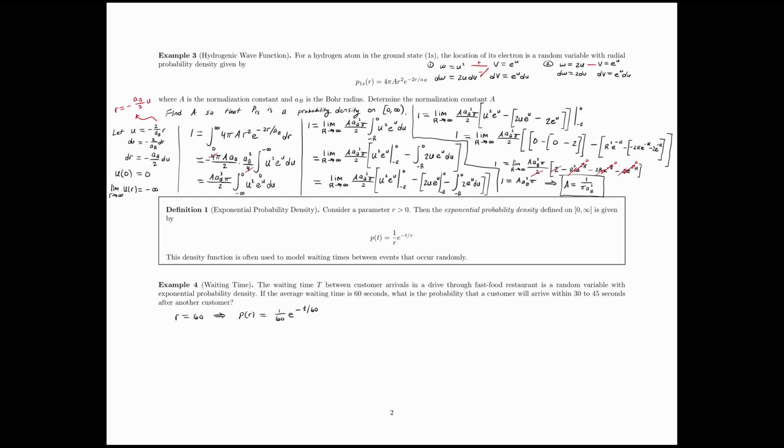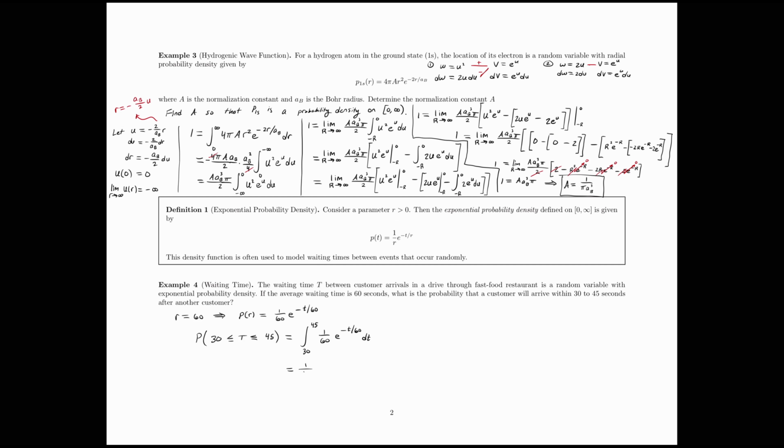So what is the probability that a customer will arrive 30 to 45 seconds after another customer? So what's the probability that our wait time, capital T, they gave us a name for the random variable, is between 30 and 45? Well, this would be the integral from 30 to 45 of our probability density, so 1/60th e to the negative t over 60 dt.